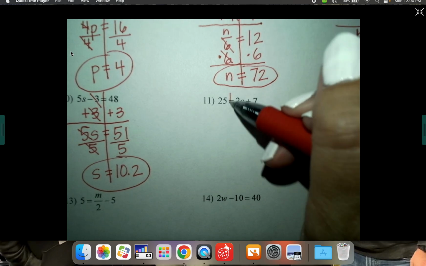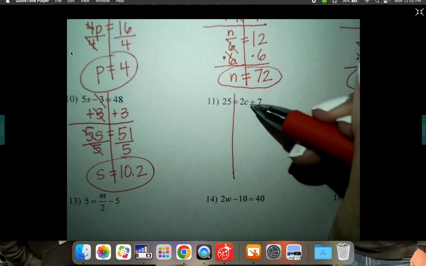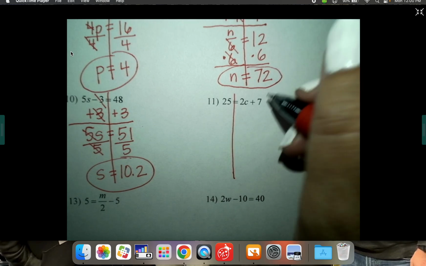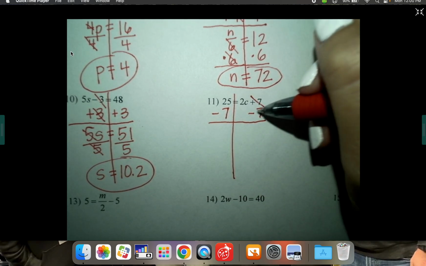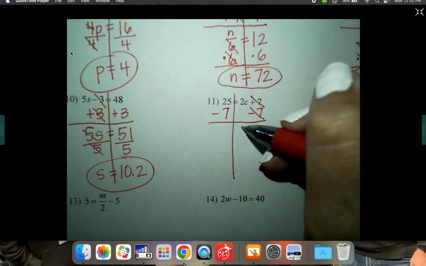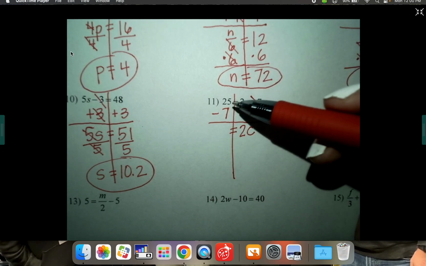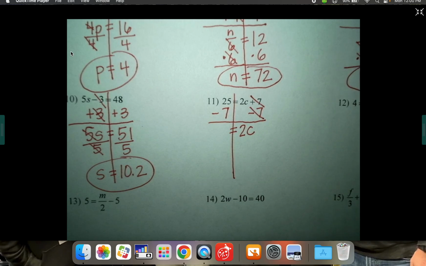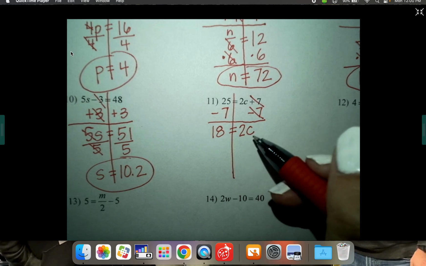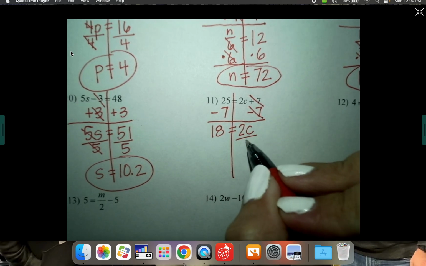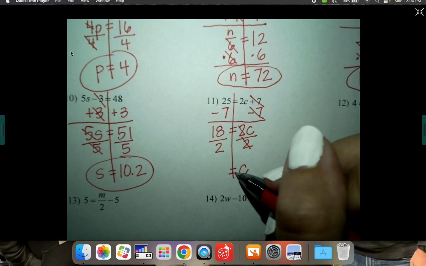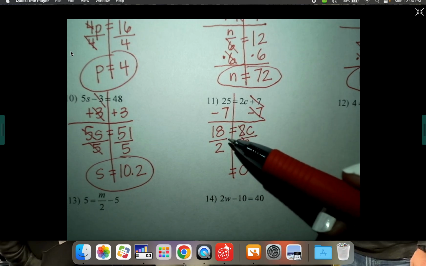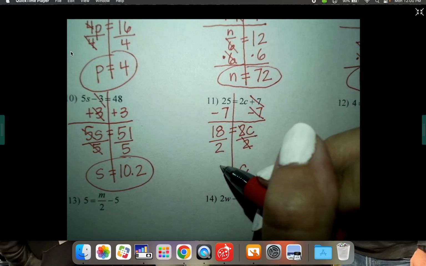Number 11. Keep the 2 with the c for now, and let's get rid of the constant, which is plus 7. We're going to get rid of that by subtracting 7 on both sides. They cancel out over here because they're opposites, and it leaves 2c by itself. 25 minus 7, check on your calculator, I think that's 18. Last step, c is being multiplied by 2, so we're going to divide by 2 on both sides. They cancel out over there, leaving c completely by itself, and 18 divided by 2 is 9. Check it on your calculator.